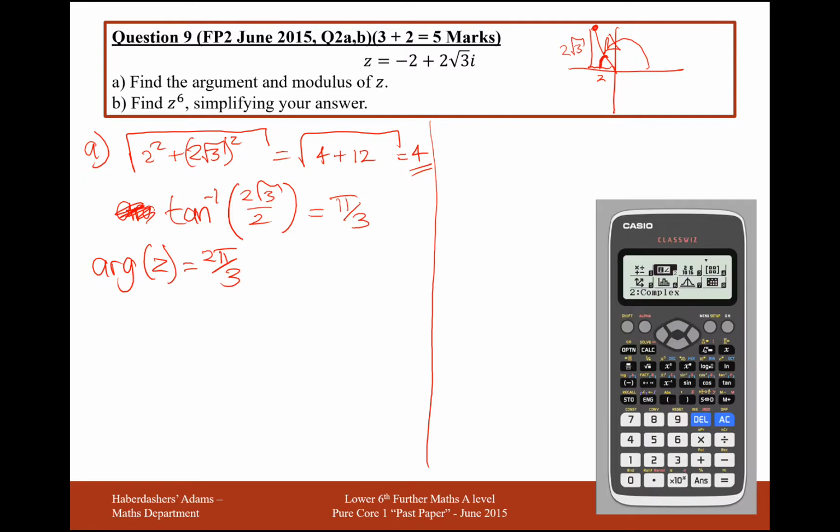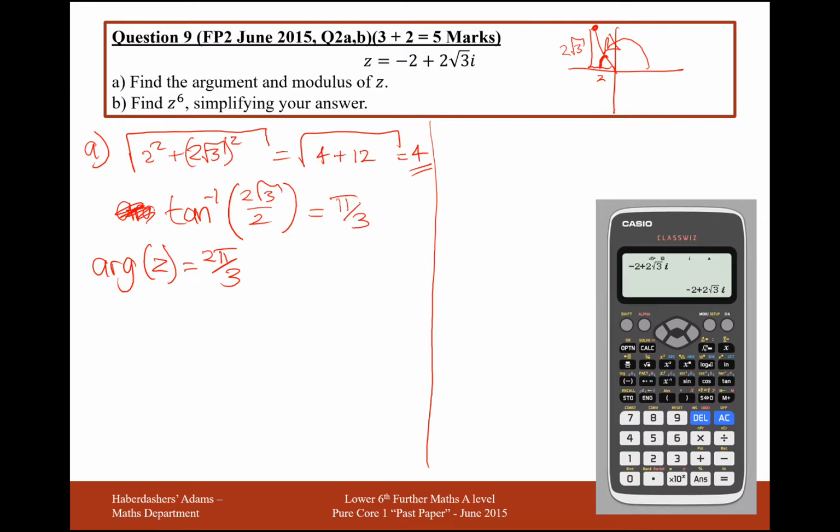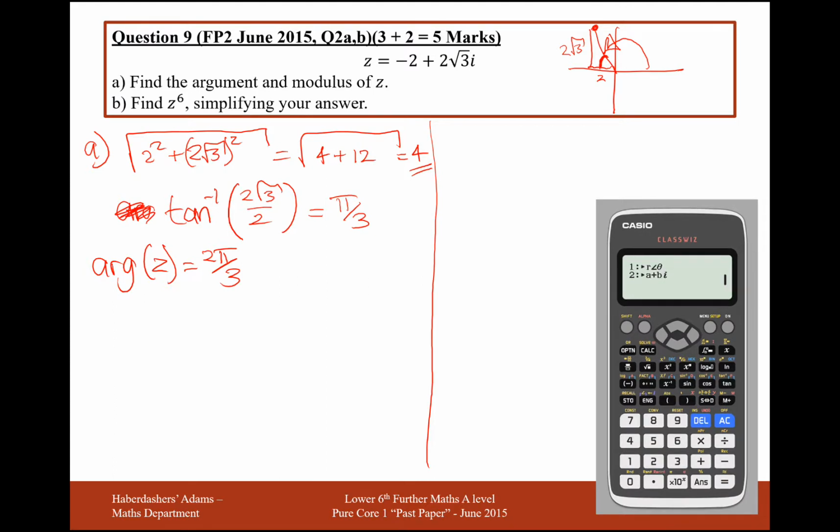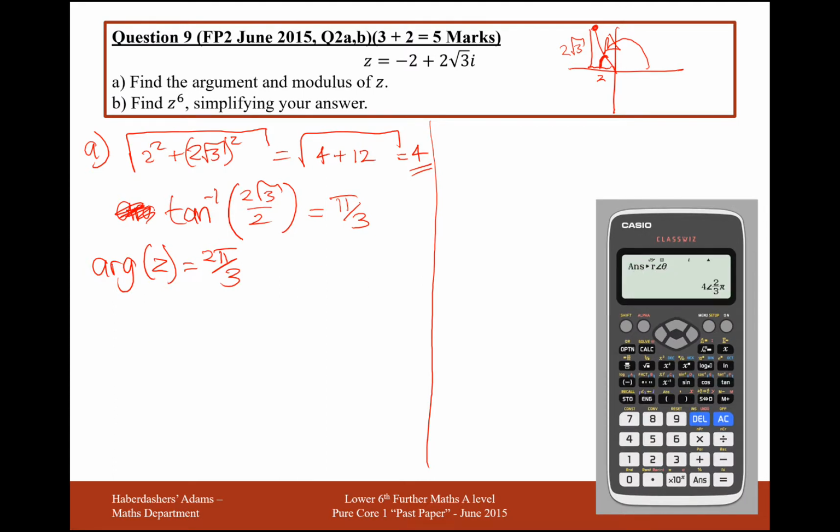We can just check this on our calculator. Go to the complex number mode, type your complex number in, press equals, and then using the option button, go down once and click R theta mode. Just here we can get our answer turned into modulus argument form. The 4 here is the modulus, and 2 pi over 3 corresponds to the argument. So that's nice and easy.